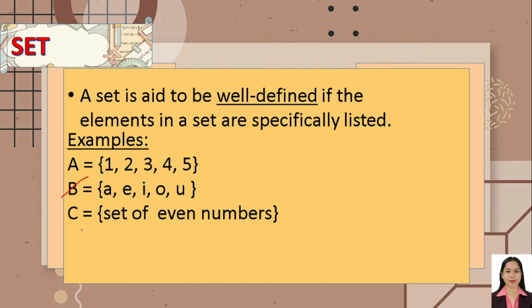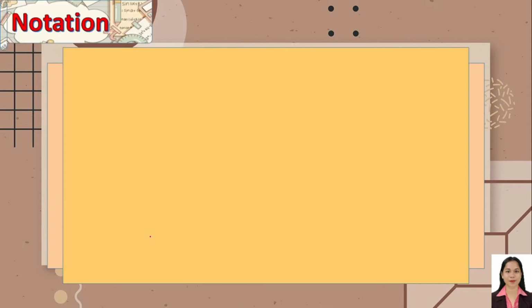And we have set C, the set of even numbers. When making a set, it can be letters, numbers, or even words. So, the set of even numbers. There are many even numbers. We start with 2, 4, 6, 8, 10. As long as it is divisible by 2. And 0 is an even number.